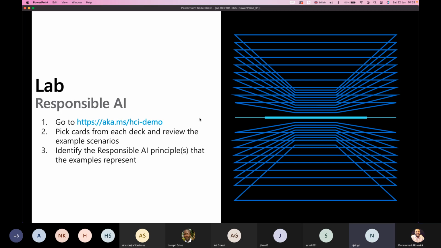I opened the link and it says Hex Design Library. Is that the correct link I'm on? Yes. Basically what you need to do in the Hex Design Library is pick up a card from there and then identify the responsible AI principles that the example represents.